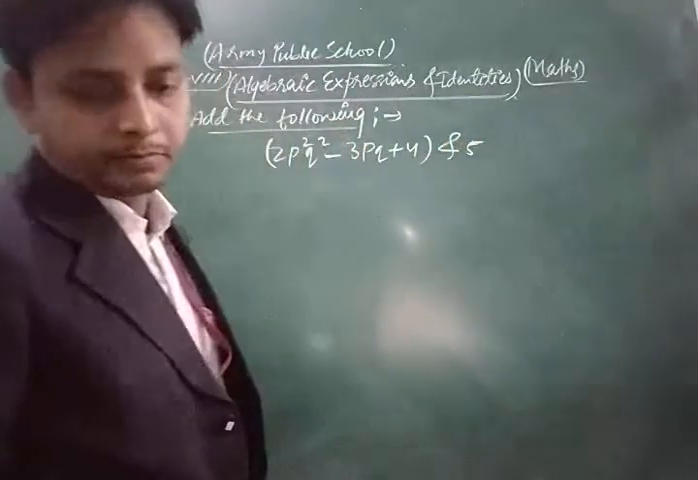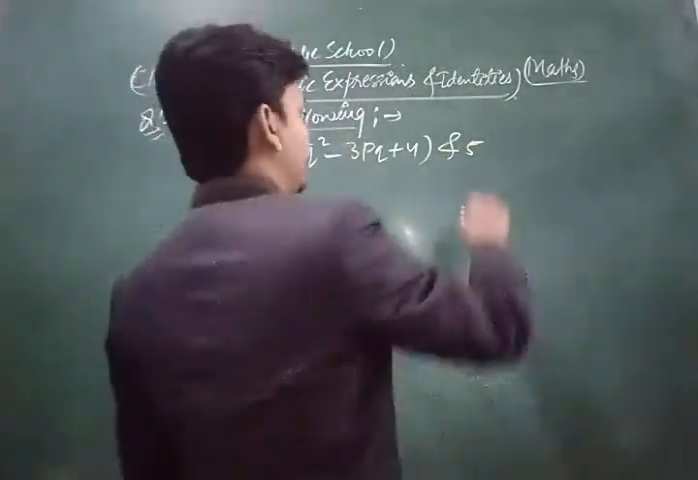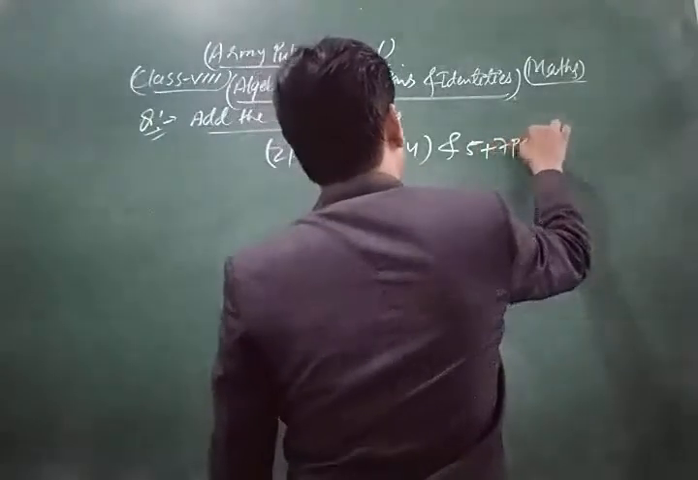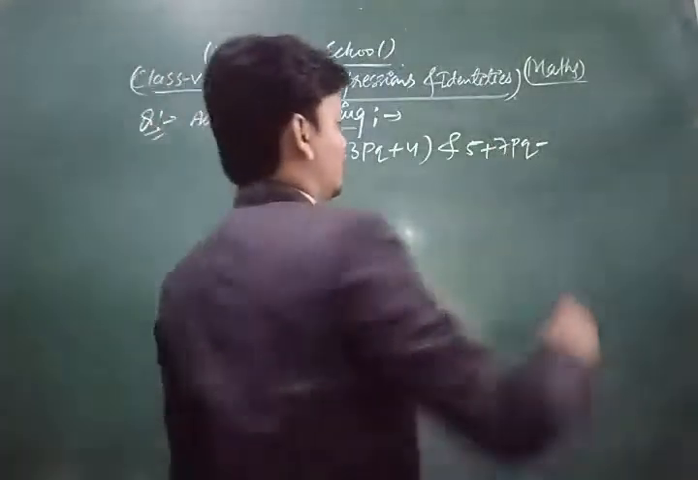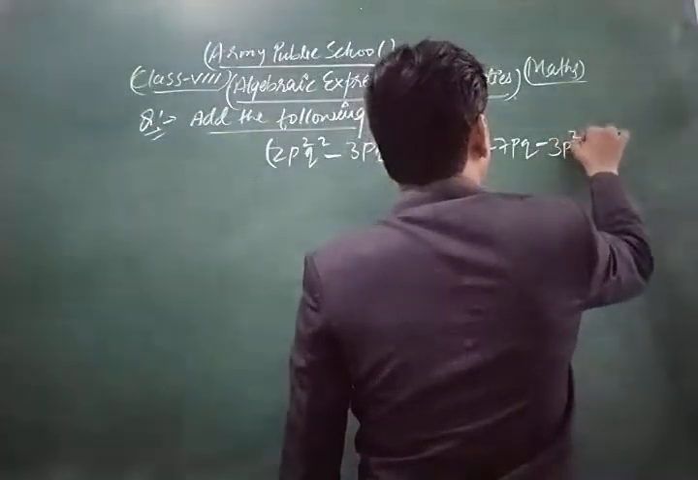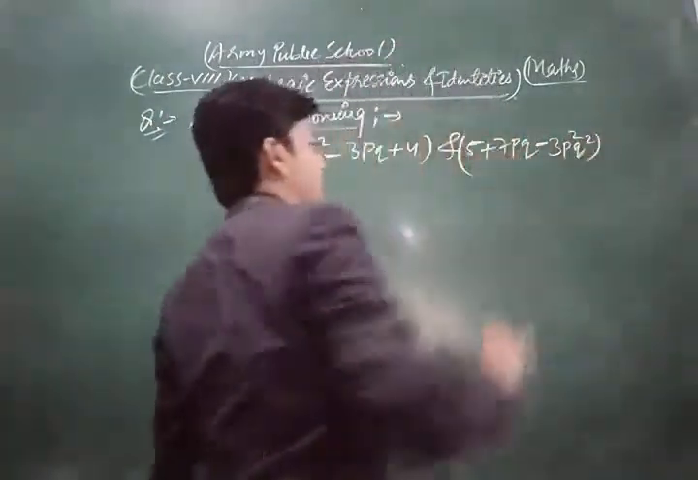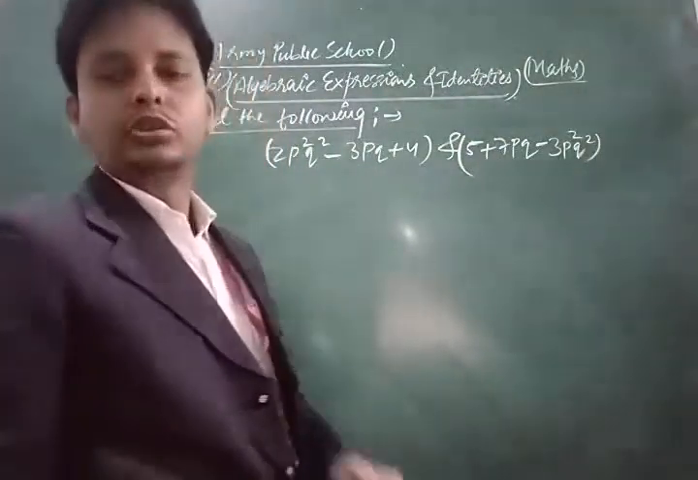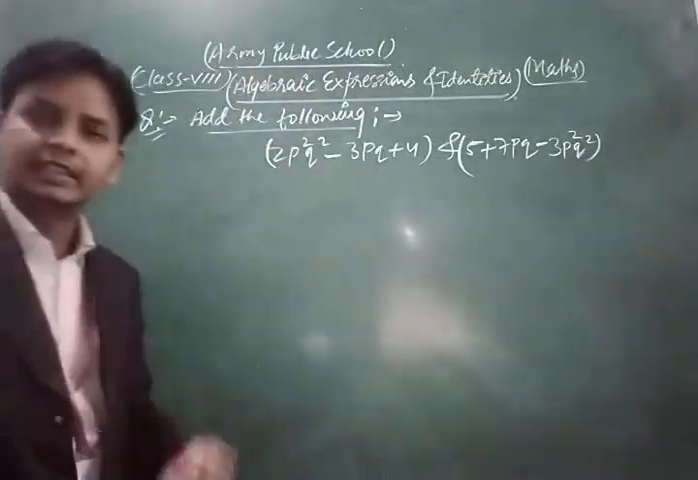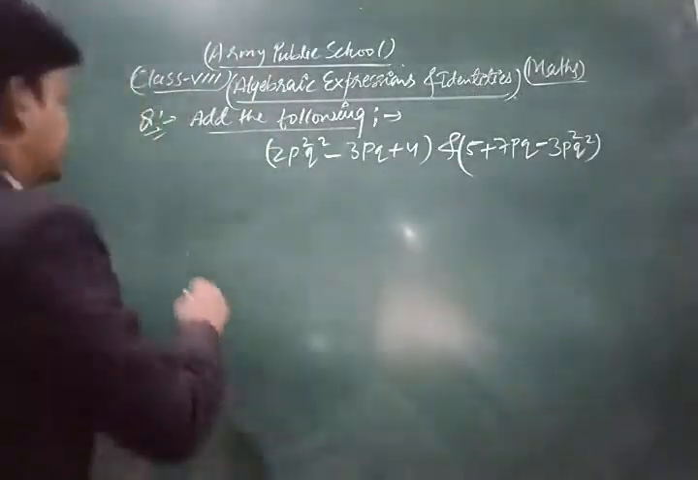5 plus 7pq minus 3p square q square. So we are adding these expressions. So let's see the solution.